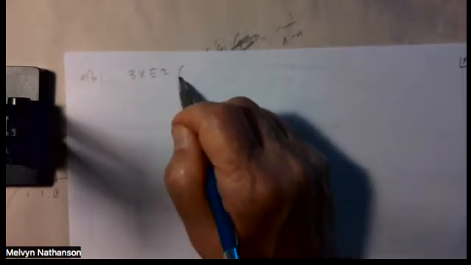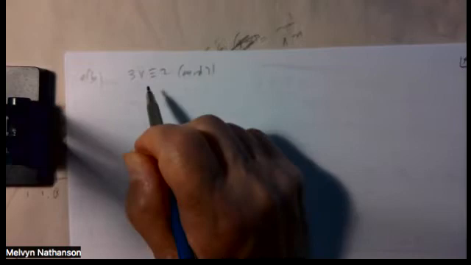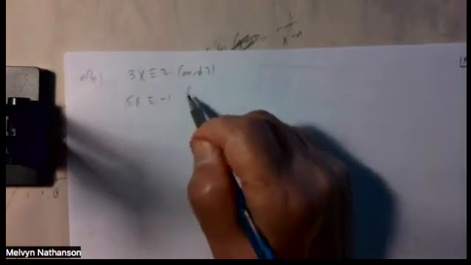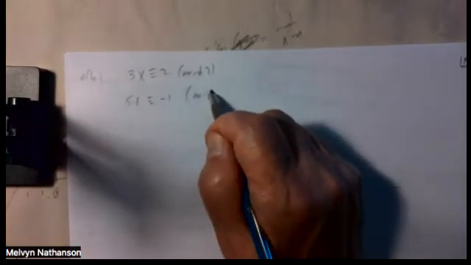Let's look at part B. We have another pair of congruences: 3x congruent to 2 mod 7 and 5x congruent to minus 1 mod 10.